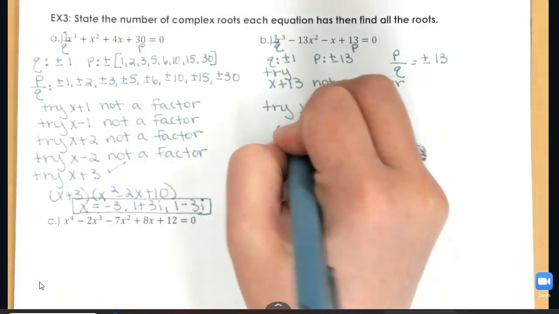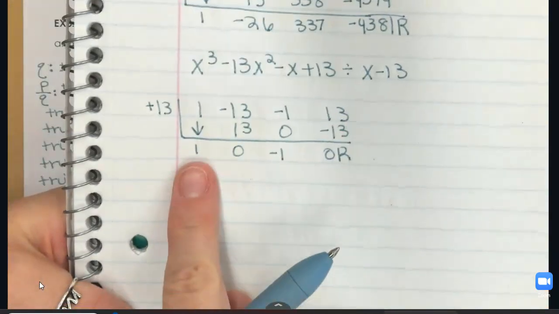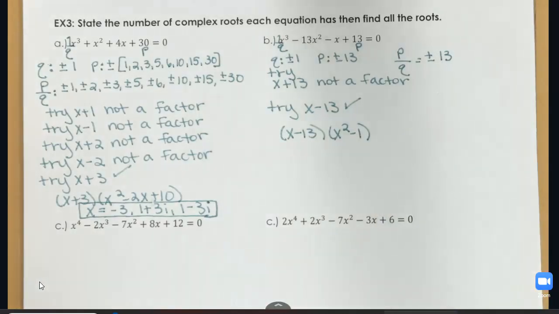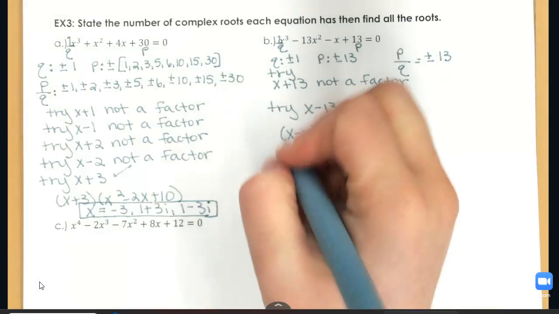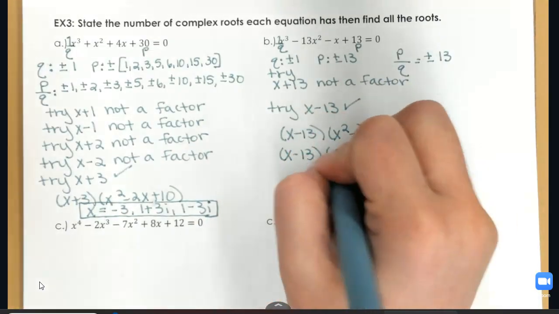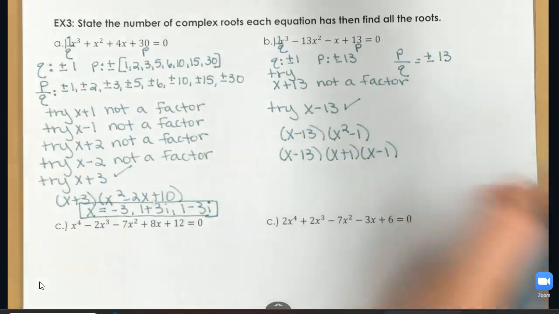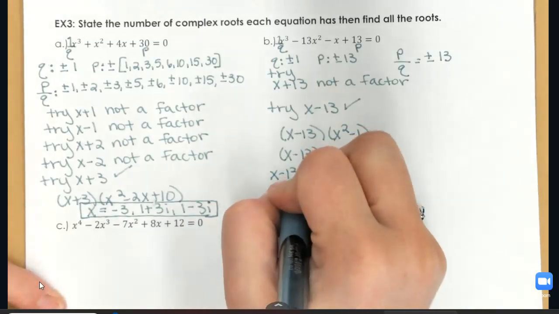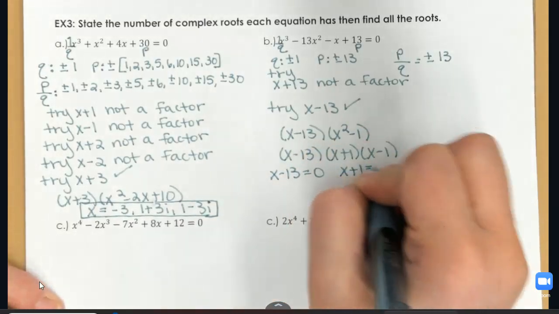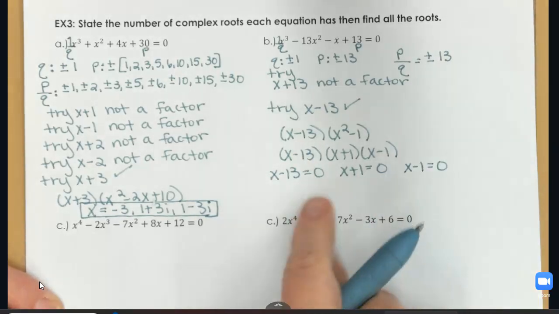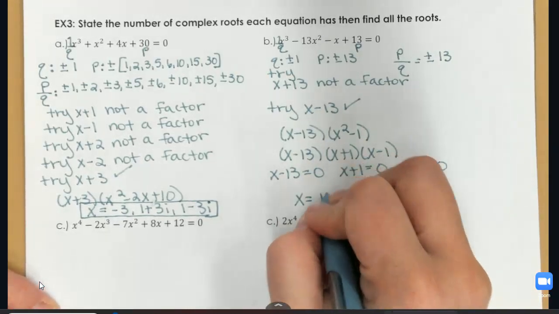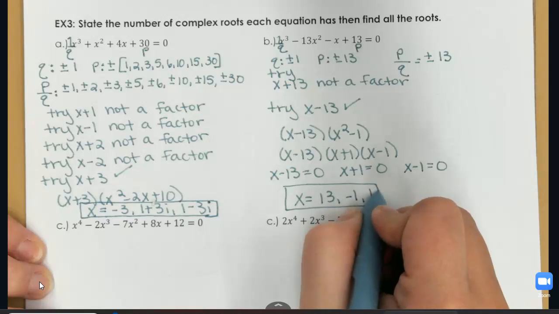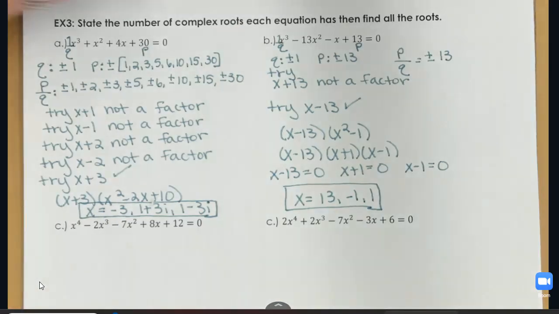And when I factor out x minus 13, what that left me with was x squared minus 1. So this is one that I can factor further because this is a difference of two squares. So I've got x minus 13 and then x plus 1 and x minus 1. This one was able to be factored completely, so I can set each of those factors equal to 0 to get my 3 solutions, and they will all be real this time. Those solutions are going to be positive 13, negative 1, and positive 1. I know I should have 3 solutions because this was a degree 3 polynomial.